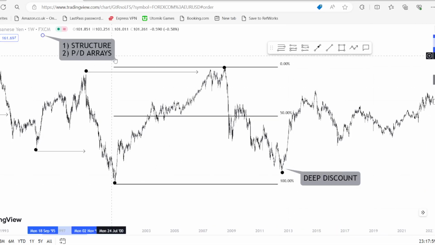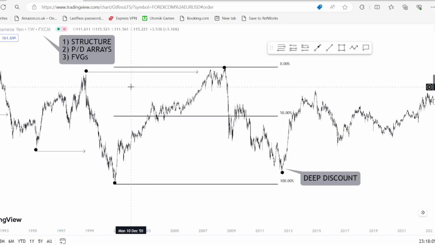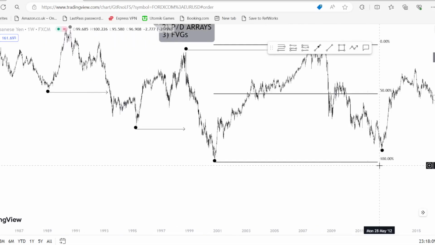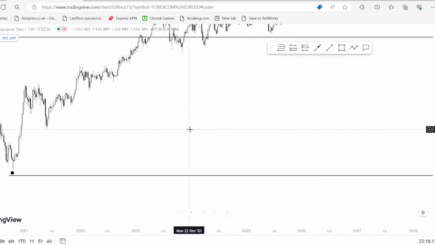Now, what's the third thing we look at in price? The third thing we look at is the concept of a fair value gap. A fair value gap is an inefficiency in price. If I were to zoom into this discount range over here, we begin to see very clearly where the inefficiencies are.